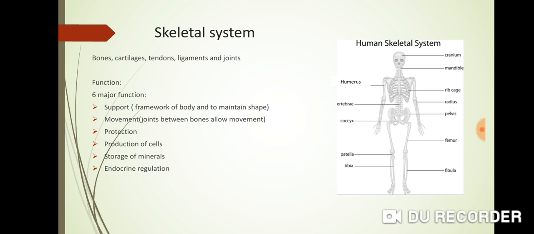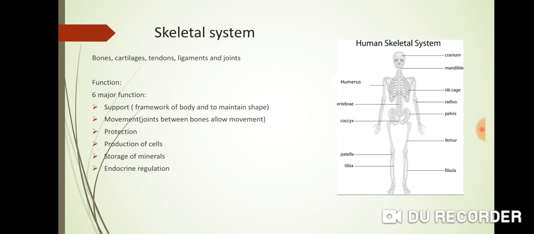The human skeletal system serves functions like support, because it's the framework of the body and this will maintain shape, for movement, okay, so the joints in between there allow the movement, for protection, for production of cells, for storage of minerals, and for endocrine regulation.